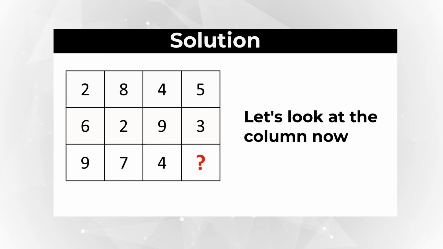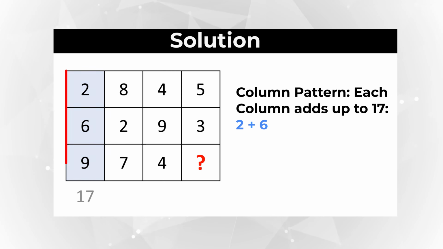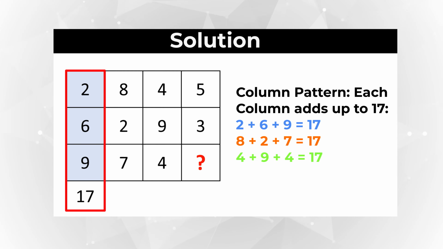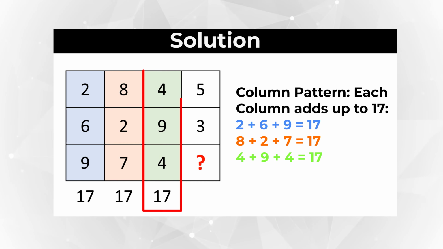Let's check the columns. The first column has values 2 plus 6 plus 9, sum of those equals 17. Let's look at the second column. 8 plus 2 plus 7 also equals 17. I think we're getting somewhere. And then the third column is 4 plus 9 plus 4 also equals 17.